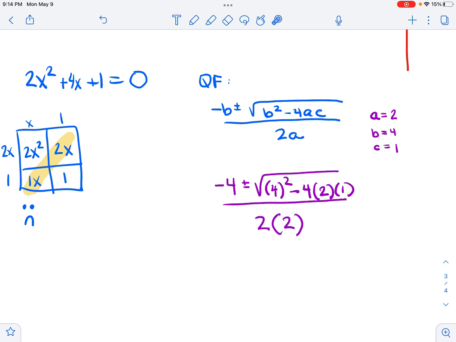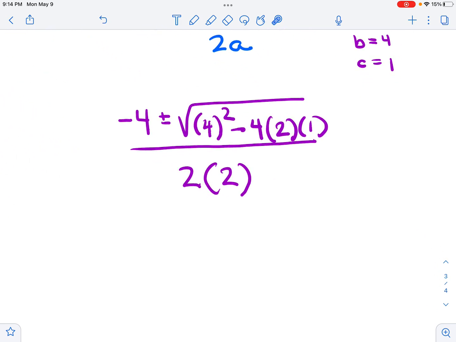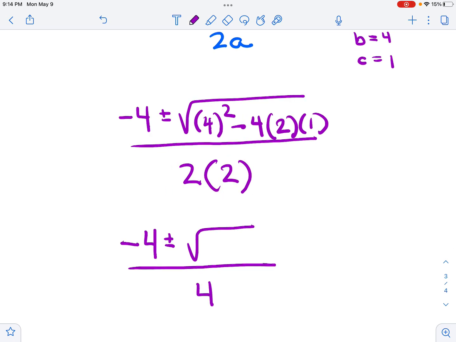And now once I have all that substituted, it's all just a whittle down to one number. That's the easy part. Then downstairs, 2 times 2 is 4. That's easy. And then from here, brain or calculator, 4 squared means 16. 4 times 2 times 1 is 8. So 16 minus 8 is 8.